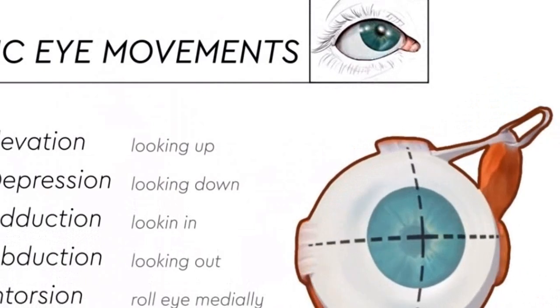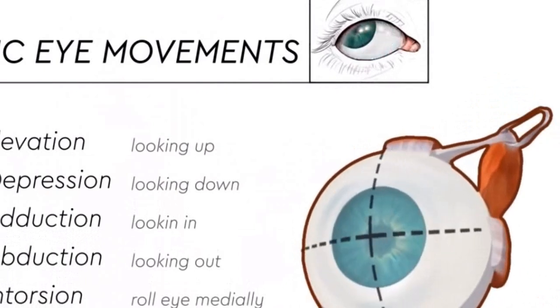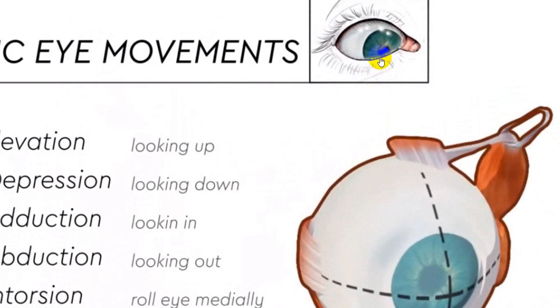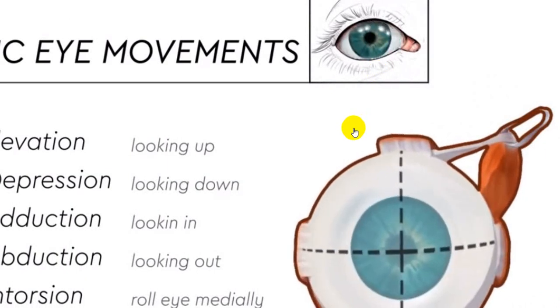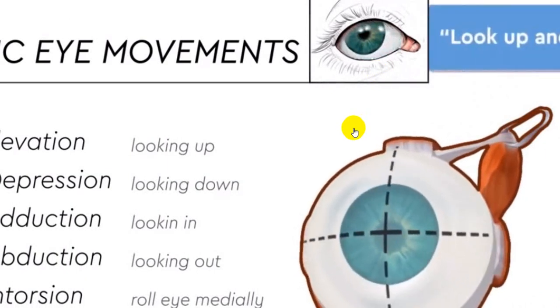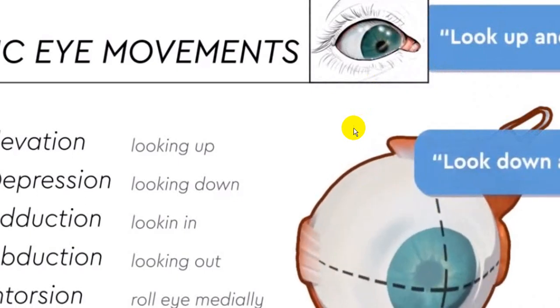Of course, these movements can and do occur simultaneously, in various combinations, some of which you will specifically assess during a routine examination of eye movements. For example, asking the patient to look up and out or down and in.